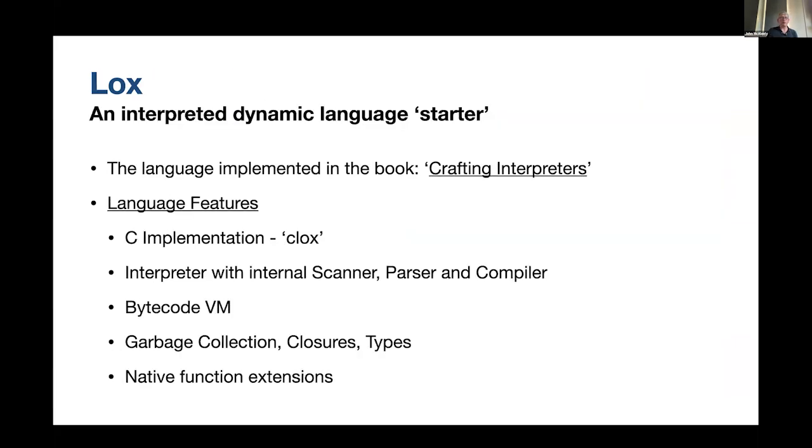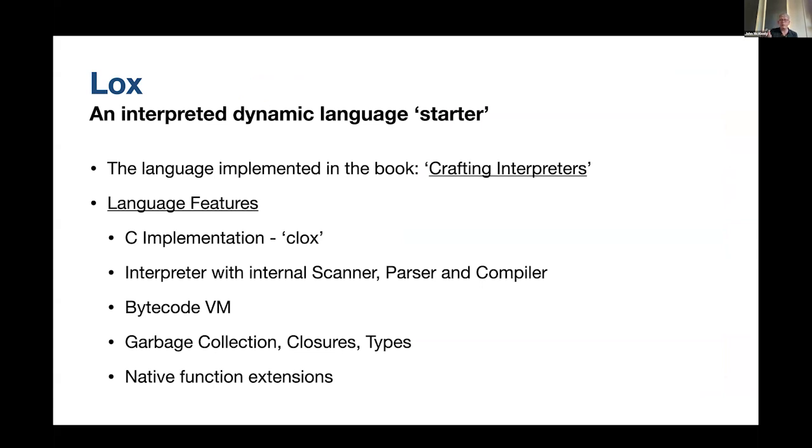So, what is LOX? LOX is the name of a language that's in a book, Crafting Interpreters, that appears to have been around for a while, but was published in 2021. The GitHub repo goes back a couple of years before that. The author of the book, who now works on Dart at Google, sets out with the objective of teaching you how to write a language interpreter and giving you the kit to then write your own.